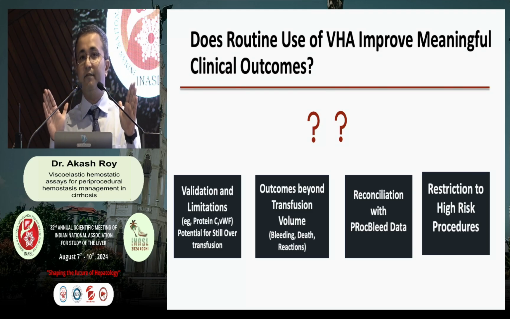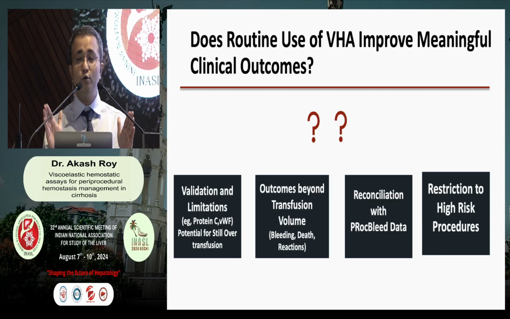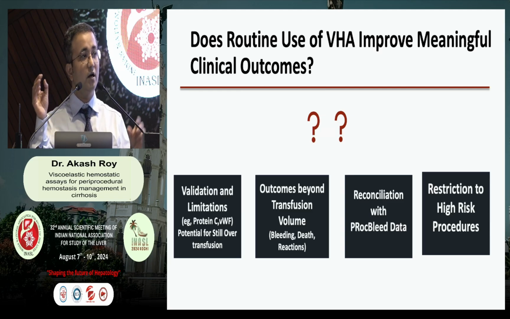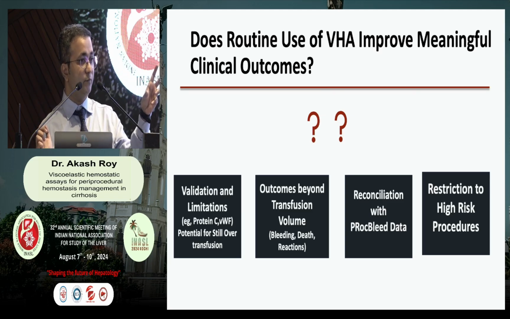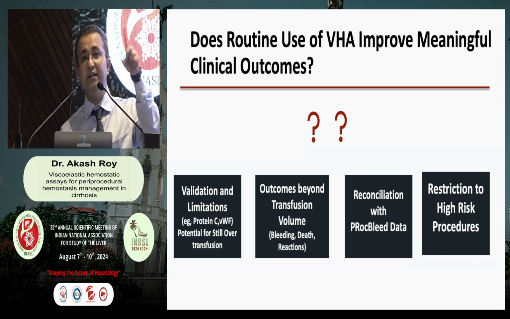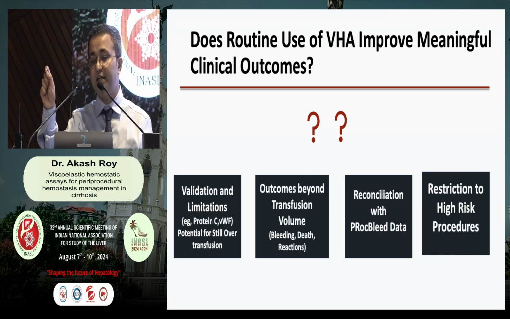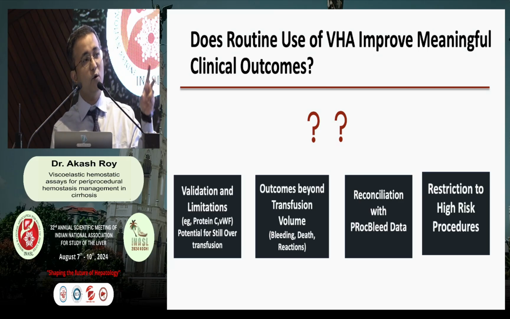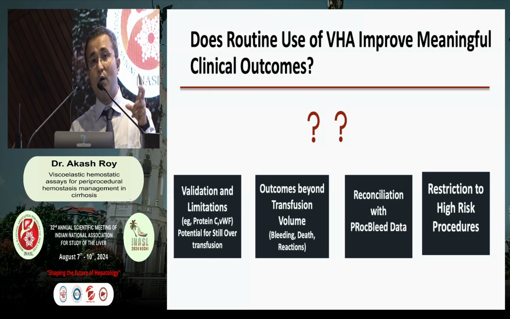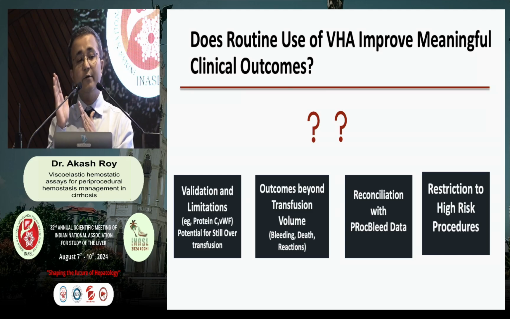The TEG doesn't reflect other parameters like protein C, VWF. We don't know about outcomes beyond transfusion. Every study has focused upon transfusion volume, transfusion volume, transfusion volume. What about exact bleeding rates? And now the PROC-bleed data has shown you that the rates of significant bleeding are less than 1%. What about reactions? What about death as an outcome? So we need to reconcile this large data and try to see how these work when you restrict it to only high risk procedures.